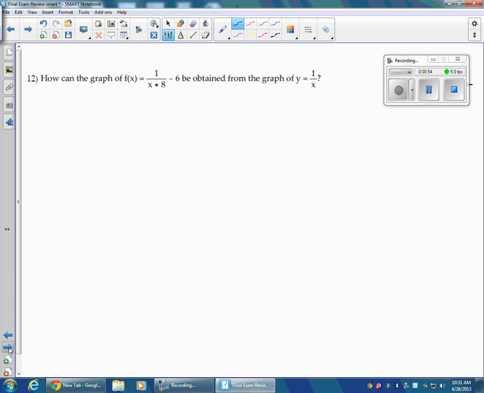All right, question number 12. How can this graph be obtained from y equals 1 over x? All right, the plus 8 in the denominator is like it was in parentheses. It's the grouping symbol. Here the grouping symbol is not parentheses, it's a fraction bar. So again, that would be left 8 units, and the minus 6 would be down 6 units. So that's how it's changed from 1 over x.